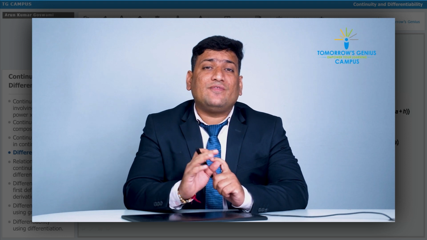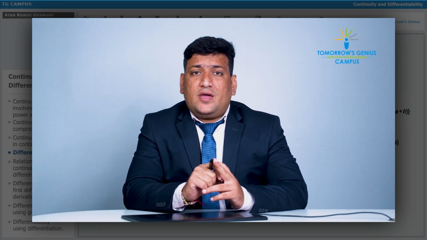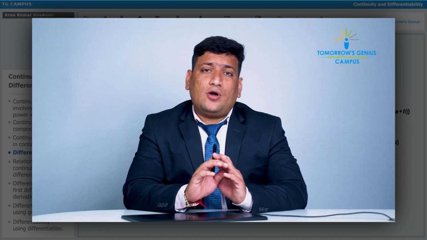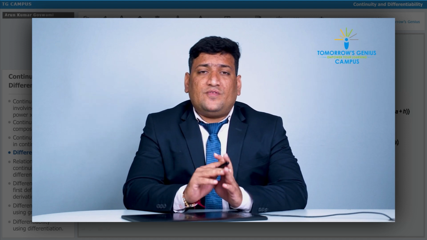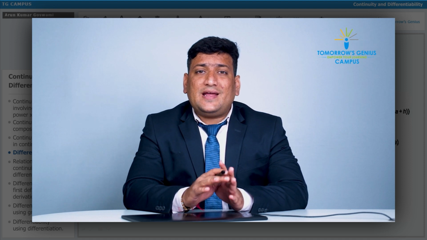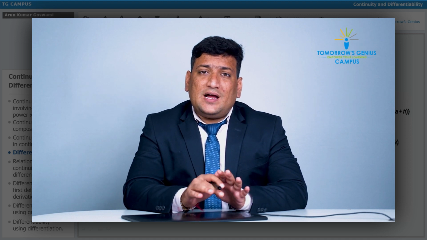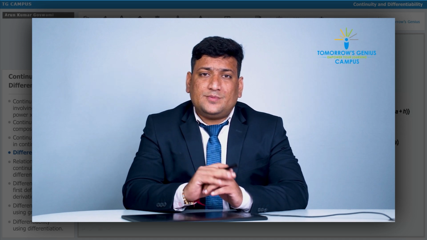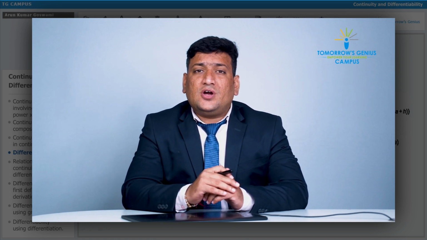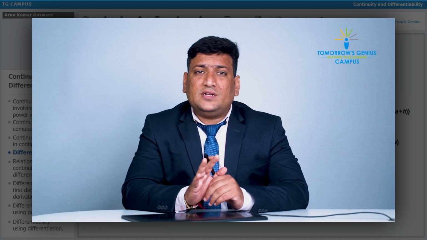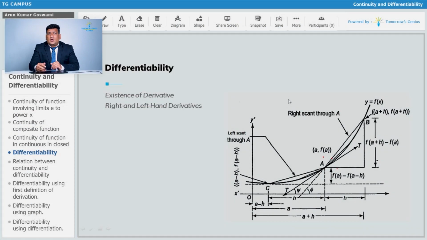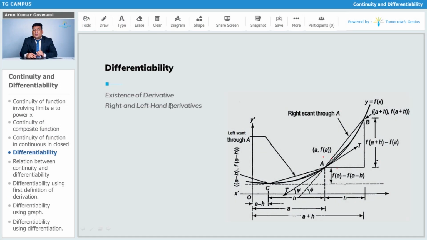But before starting differentiability, I'll say one thing: if a function is not continuous, then we should not talk about differentiability. If the function is not continuous at any point, we can say that the function will not be differentiable. So we should not discuss differentiability. If the function is continuous, then we can check the differentiability of the function.